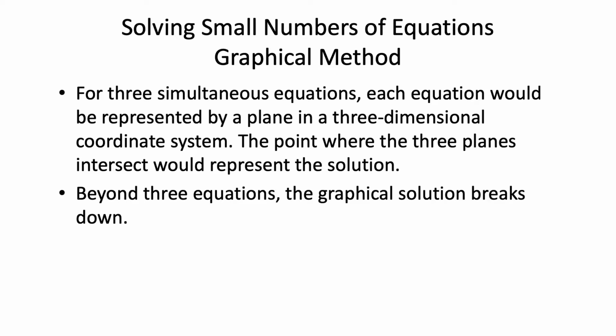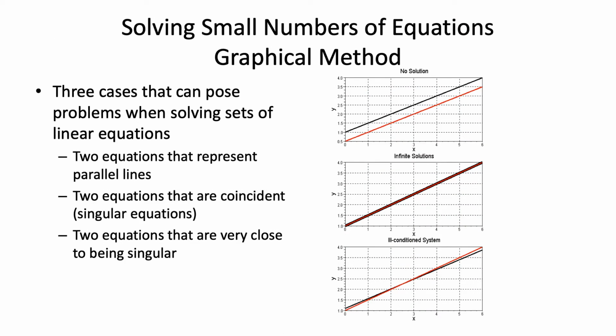If you have 3 or more simultaneous equations, each equation will be represented by a plane in 3 or more dimensions, which will be very difficult to graph. This is the downfall of the graphical method. Another problem with the graphical method are these 3 cases: 2 equations representing parallel lines, 2 equations that are coincident, and 2 equations with extremely close values of the slope.